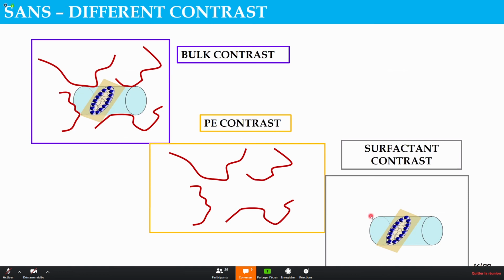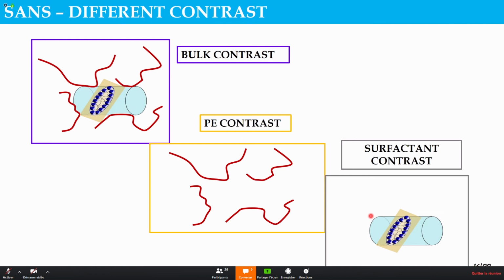And here, you just do a match of the SLD, that is, the scattering length density of D2O, that should be equal to the polyelectrolyte. So you switch off the polyelectrolyte, you switch off the solvent, and you see just the surfactant. Okay, this is what I thought.